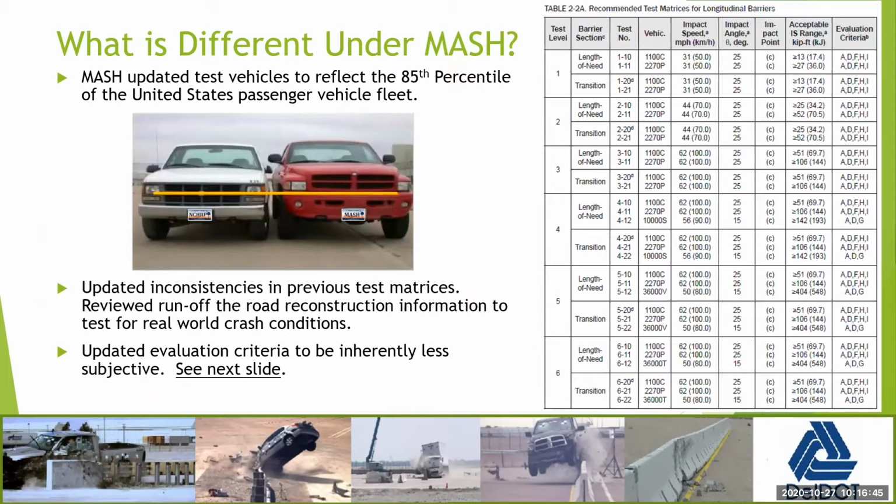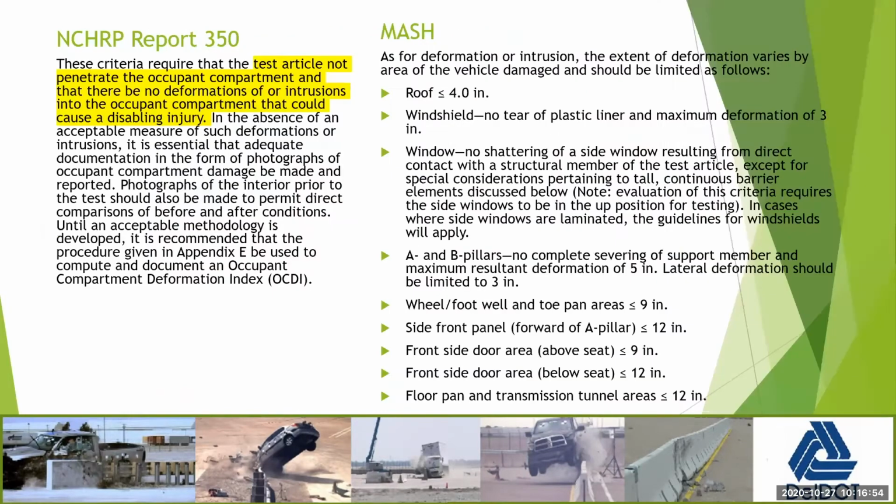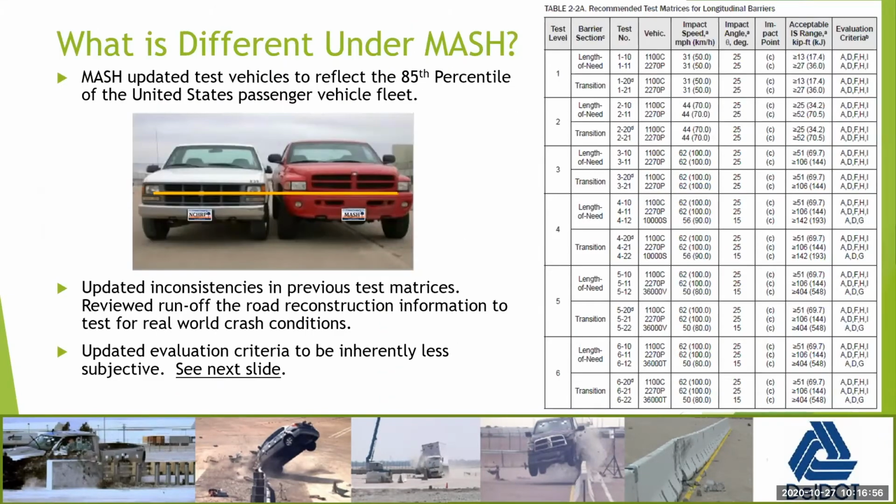So MASH updated the test vehicles to reflect the 85th percentile of the U.S. passenger vehicle fleet. That makes sense. Vehicles have gotten bigger. Makes sense to test what's actually on the road. They've updated inconsistencies in previous test matrices.